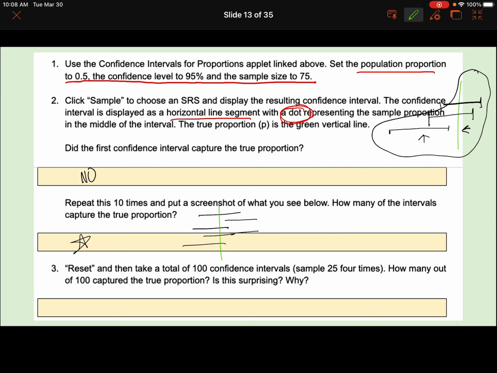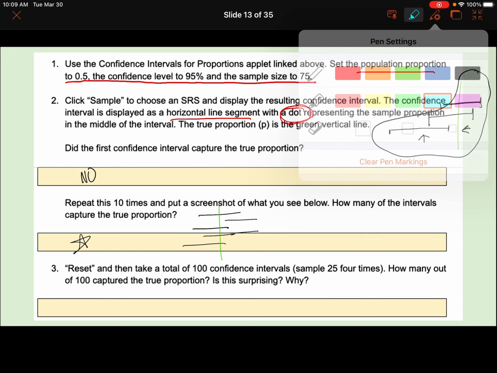Okay, I want you to reset, and then I want you to take a total of 100 confidence intervals. To do that, you can sample 25 4 times. How many out of those 100 captured the true proportion? Your answers for this are going to vary. You're probably going to get something around 94, 95, 96%, most likely.